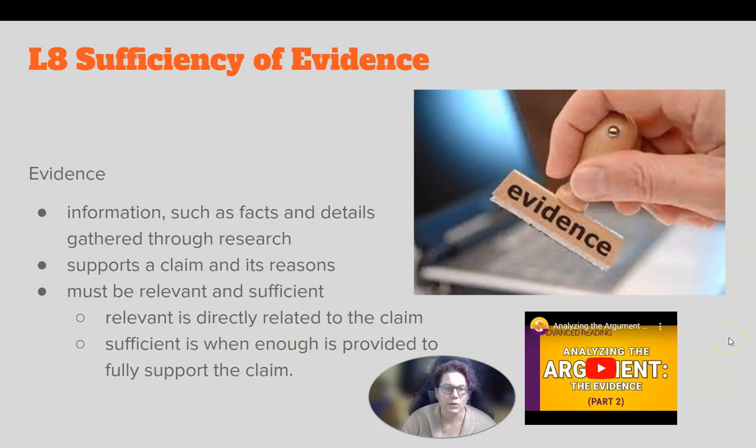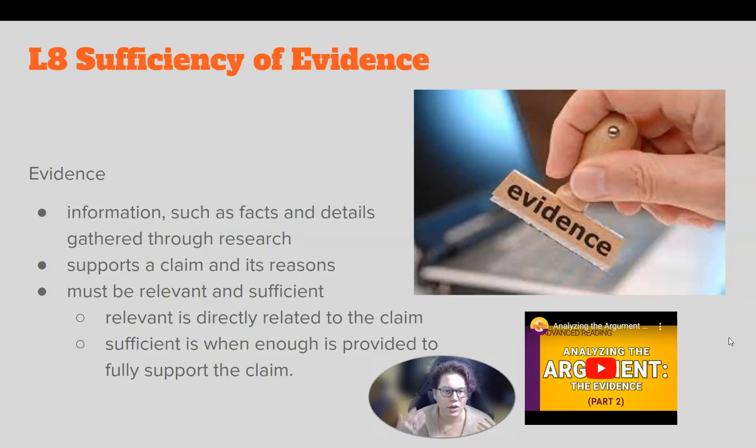For Lesson 8, we are talking about sufficiency of evidence. So yesterday we talked about evaluating the reasoning, and now today we're talking about if you have enough evidence to prove your claim, okay? So remember, evidence is information that you gather, such as facts or details, and you have to research to get your information, guys.